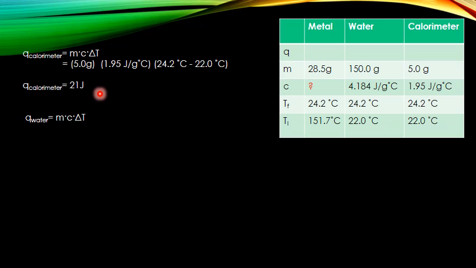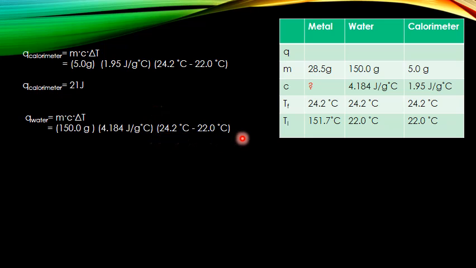Same formula, Q equals M times C times delta T. I'm going to plug in my numbers, but this time I'm using the water. So I've got 150 grams. My specific heat of the water, this is a constant. You need to remember this. You notice it wasn't in the problem itself, but you should know that the specific heat of water is 4.184 joules per gram degrees Celsius.